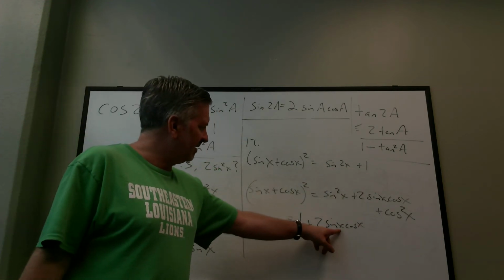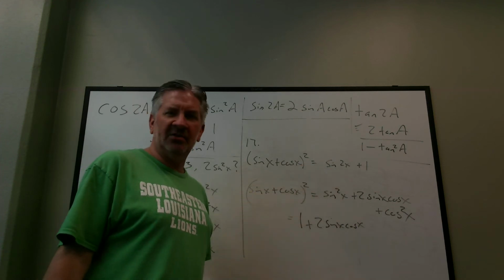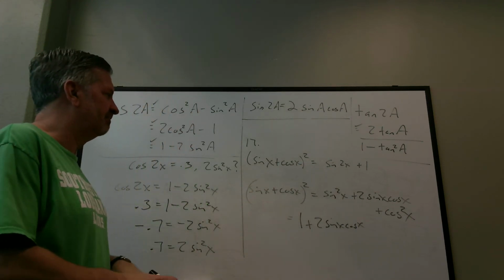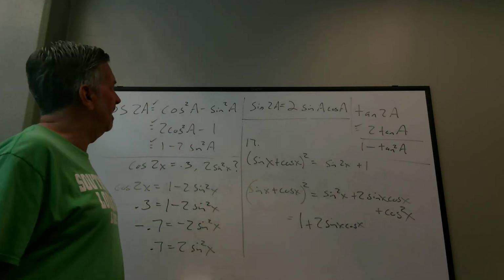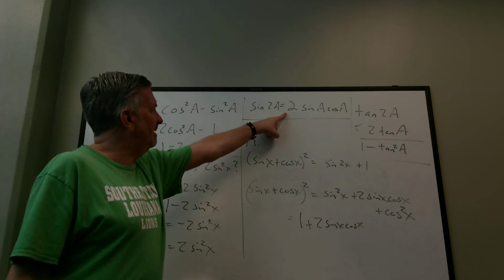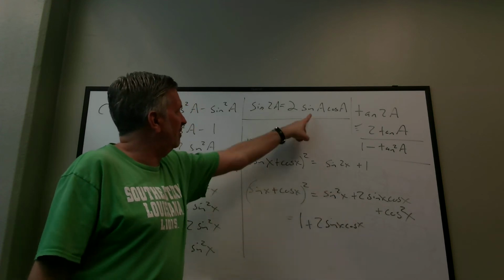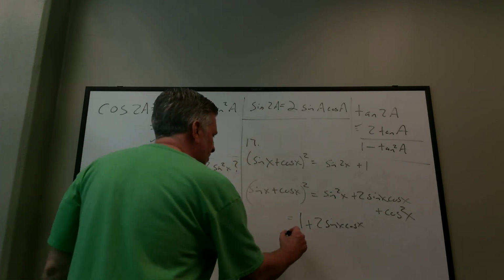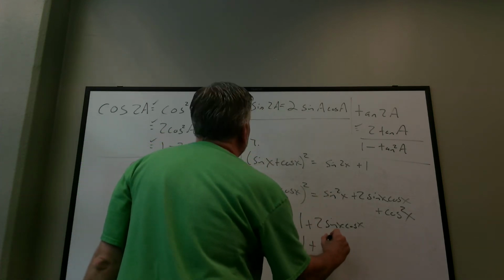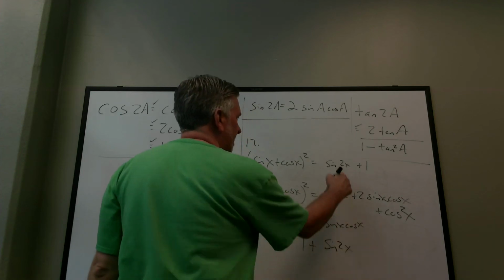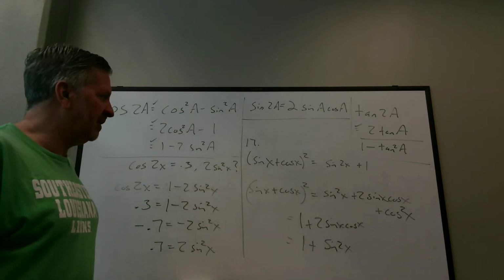Now what about this mess? We have 2 sine x cosine x. We need to get to sine 2x. Why is that true? Well, that's our double angle identity for sine. Right? 2 sine x cosine x is sine of 2x, so I can replace this second expression with sine 2x, and there we go. So it's not a very difficult problem.